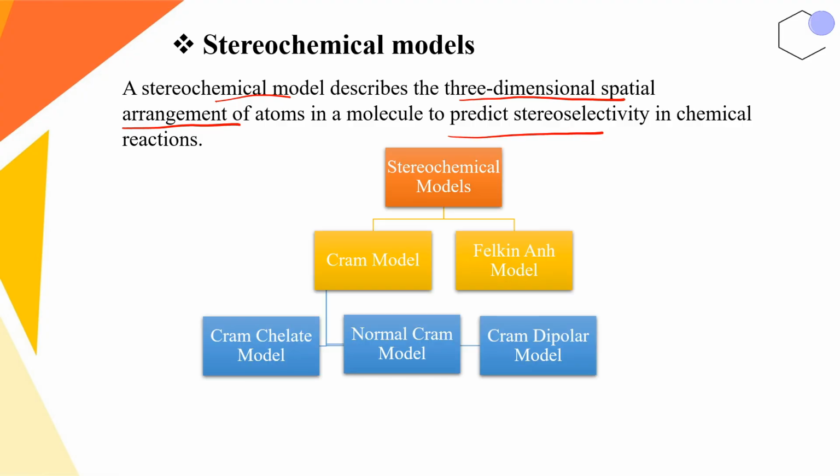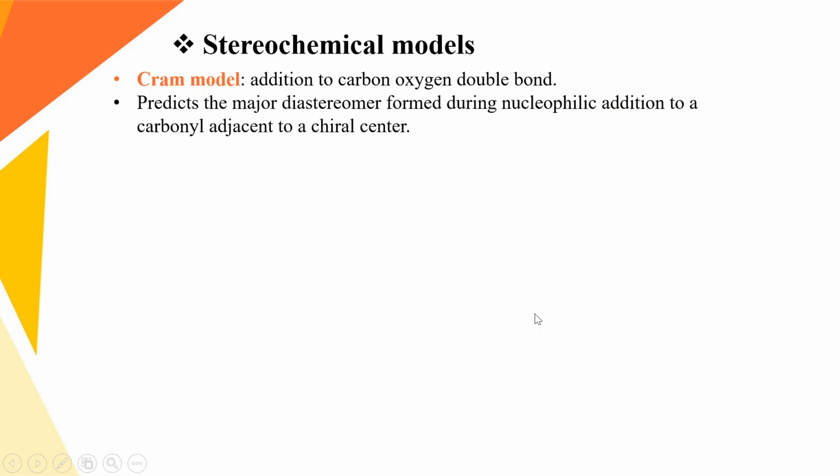In this class we talk about two different models: one is the Cram model and one is the Felkin Ahn model. In the Cram model there are three different models: one is the normal Cram model, one is the Cram chelate model, and one is the Cram dipolar model. In this class we will discuss all four models elaborately. First, let us talk about the normal Cram model.